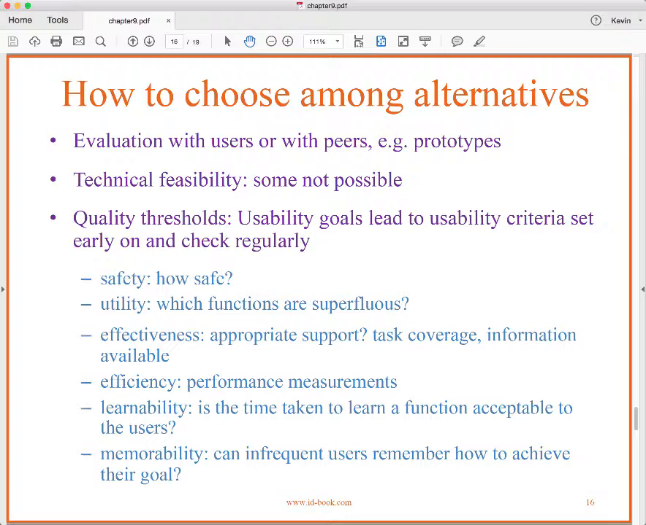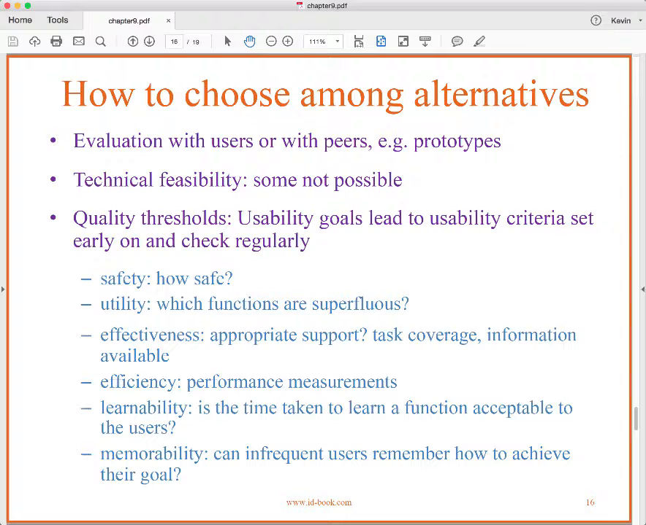We also want to look at technical feasibility. Some ideas are just not technically feasible. So we have a great idea and we do a little bit of research in a kind of analytical sense. And we go, you know what, that might be very appropriate if you could make it happen, but it's just not feasible today. And then we're looking at quality thresholds, okay?